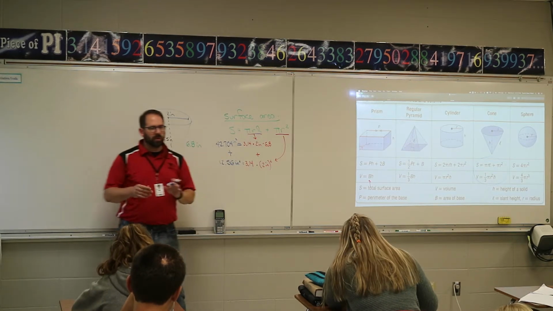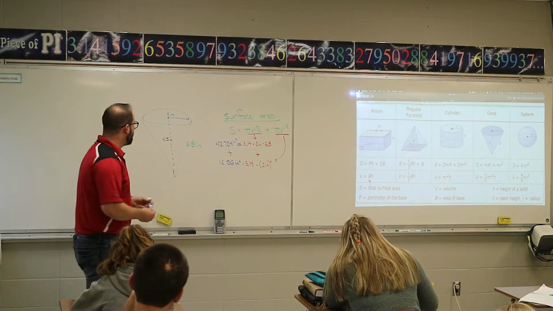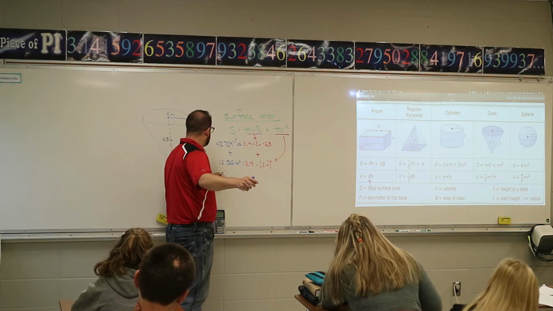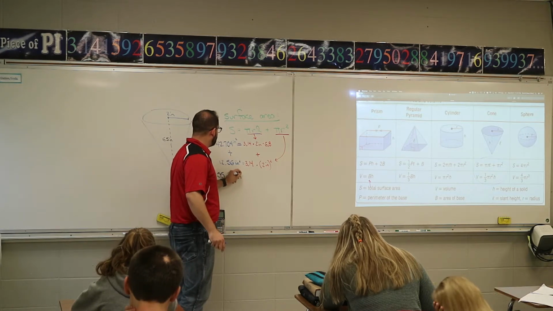Okay, do we feel comfortable with where the 2 numbers come from? Add them together. What do we get? 55.264. Yep. Boom, that's inches squared there.